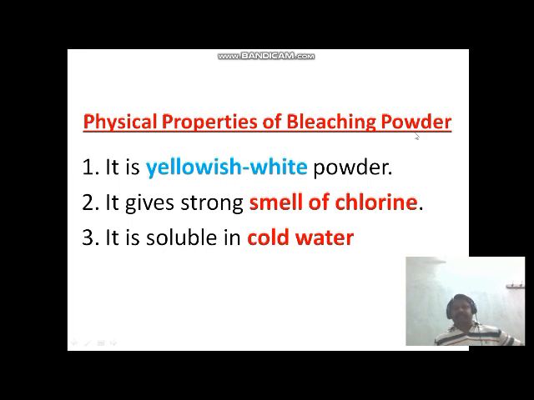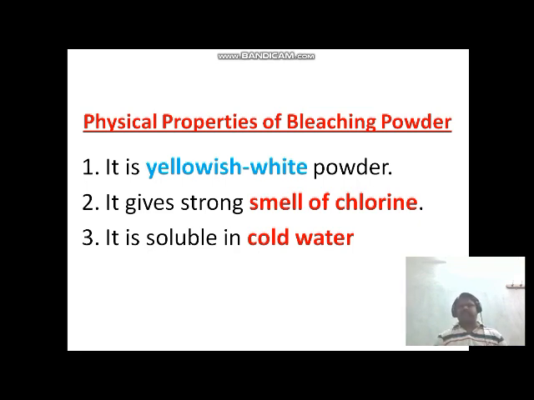One more time, the physical properties of bleaching powder. It is a yellowish white powder, it gives a strong smell of chlorine, and it is soluble in cold water. These three physical properties are one-mark questions in the CBSE board. The questions are like this: what is the smell of bleaching powder? You must say the smell is like chlorine gas.